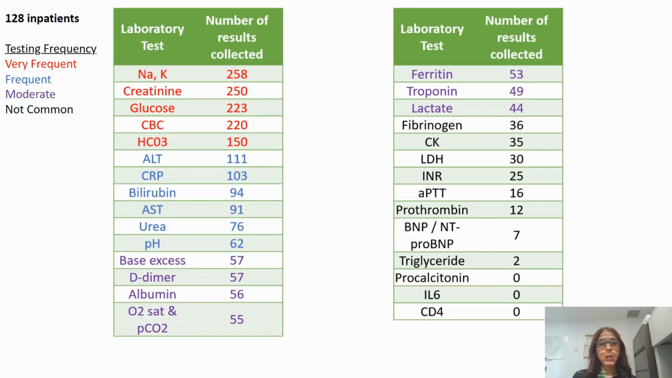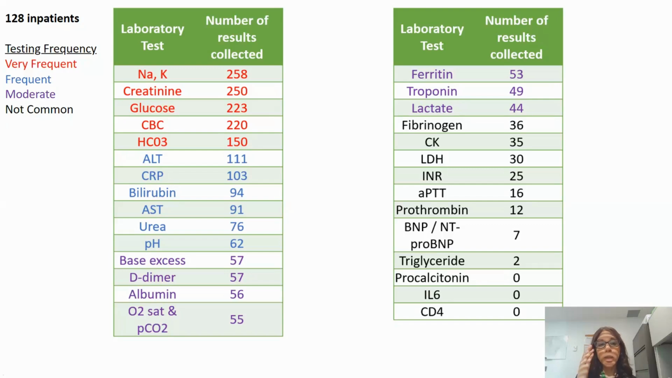So from our initial analysis of 128 inpatient charts, we looked to see how commonly labs are being ordered and then classified them by very frequent in red, frequent in blue, moderately ordered in purple, and not commonly ordered in black. We can see that very frequently ordered tests on COVID-19 inpatients include electrolytes, creatinine, glucose, CBC, and bicarbonate. And these were often ordered more than once in the same patient.